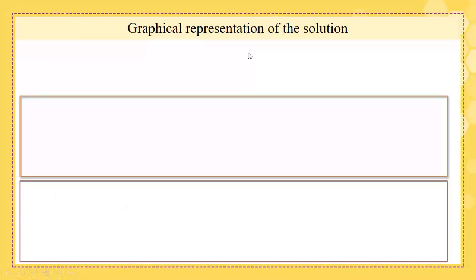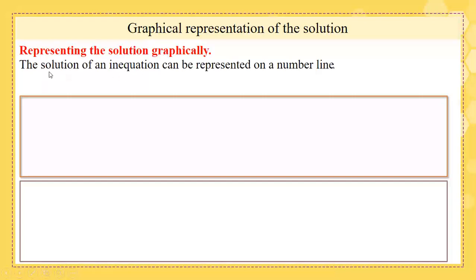Graphical representation of the solution. How to represent the solution of an inequation graphically. The solution of an inequation can be represented on a number line. For example, x is smaller than 2. When we say x is smaller than 2, the solution of x is the set of all numbers that are smaller than 2, where 2 is not included in the solution since we have no "or equal" under the smaller than. How to represent it on a number line?